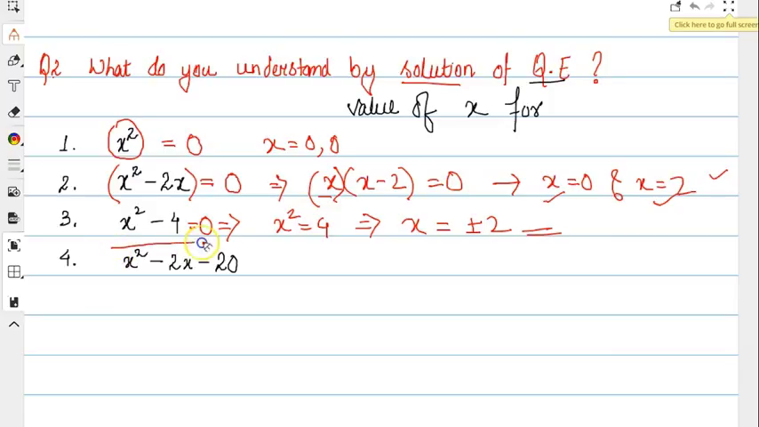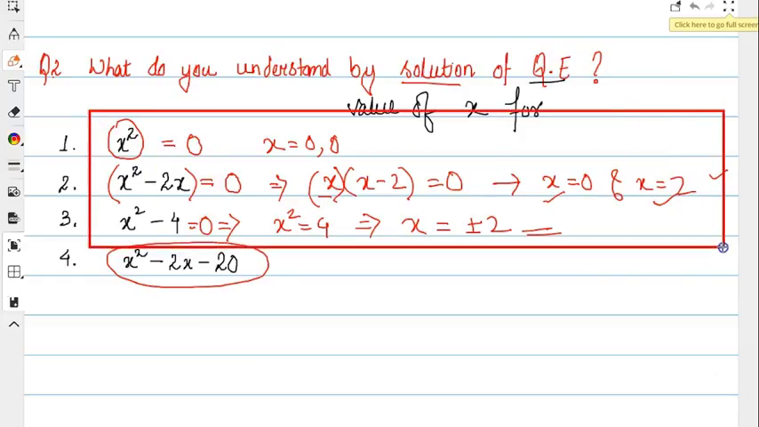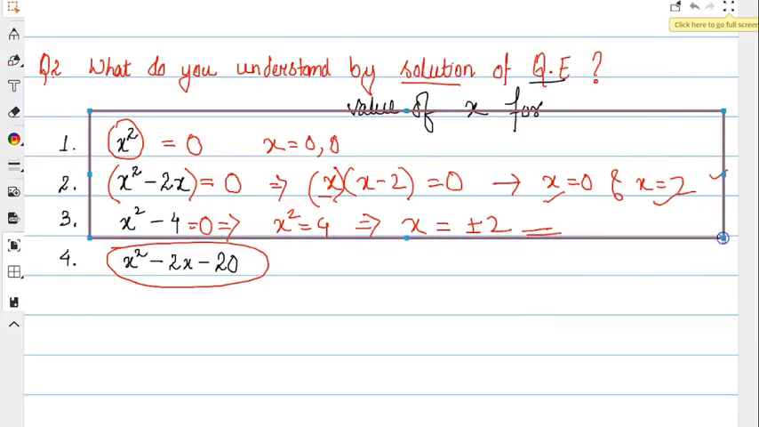Now the last one, x square minus 2x minus 20. The three examples we have taken right now are very easy to solve. But if you see the fourth one properly, it's a little bit typical, right? So these three are easy. Now if I talk about the last one, this I cannot directly solve. For that I need to do factorization, right?